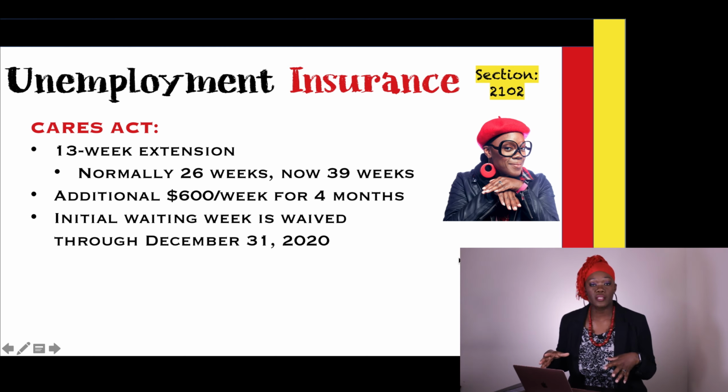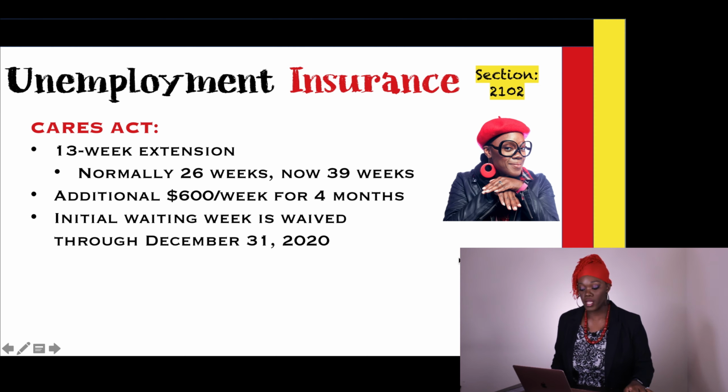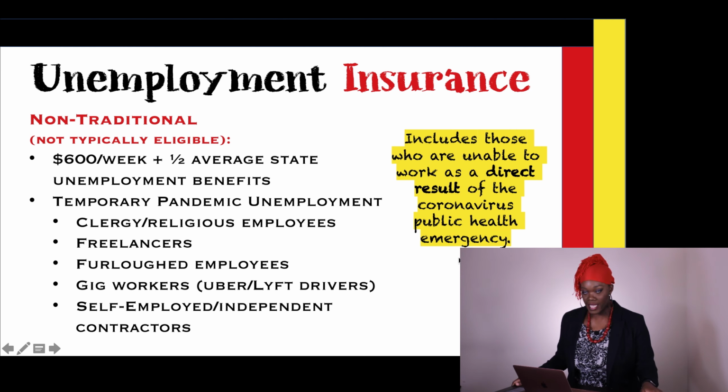very strict rules in place to double check and make sure people aren't just quitting their jobs to get unemployment. And then they're waiving the initial waiting period. So sometimes you have to wait a week or two before you can apply for unemployment, but they're waiving that. That's regular unemployment. The really nice thing about this act is the provision for the non-traditional people who are now able to get unemployment. So people who are not typically eligible to get unemployment now can get unemployment.